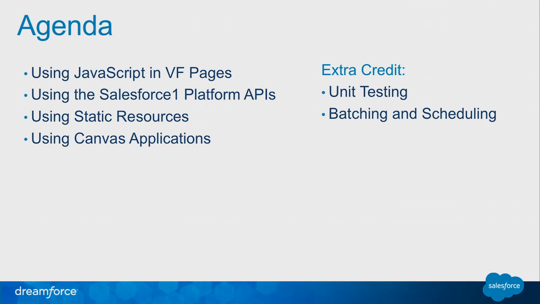We'll have a quick look at the Salesforce1 Platform APIs, so actually making use of the APIs that Salesforce provides on the platform. How do we access those from external services? How do we authenticate? How do we pull data back? How do we visualize that? We're going to have a look at static resources, which I'm sure you've all seen before, but we're doing a lot of JavaScript. How can we package this up elsewhere? So static resources will go into that.